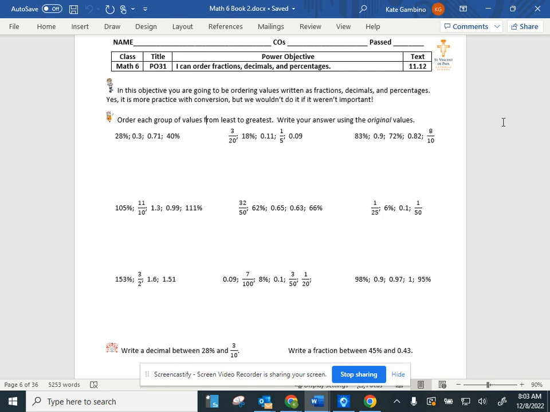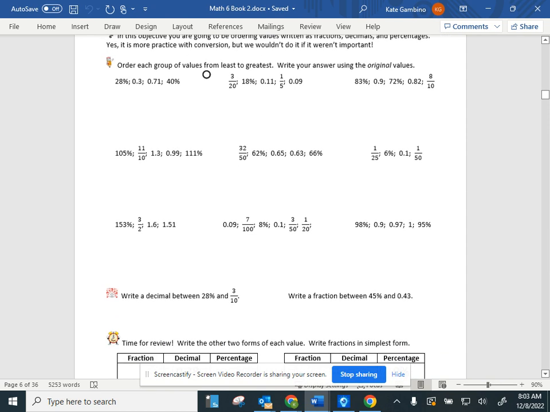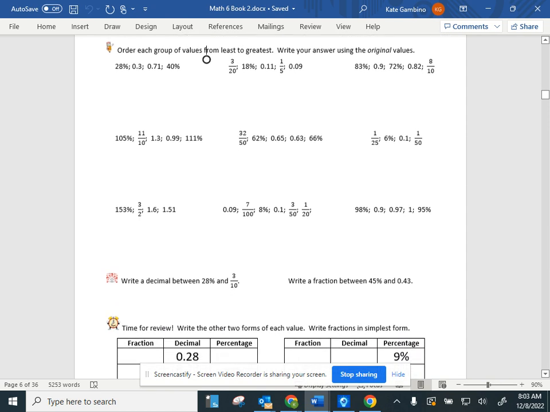So in this objective, we are going to be ordering the values written as fractions, decimals, and percentages. It is more practice with that conversion, but we wouldn't do it if it weren't important. We will find these kind of things on the math test. We need to know how to convert between fractions and decimals and percentages. So we get lots of practice doing that. What we're going to be doing is ordering from least to greatest.